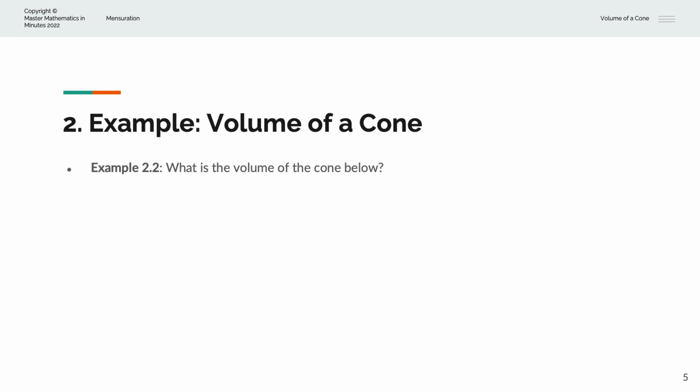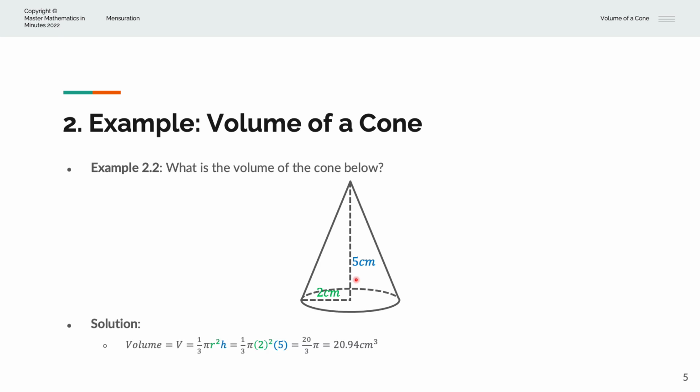In the second example, we're asked to calculate the volume of the cone below. So visually, we have a cone with radius of 2 centimeters and height of 5 centimeters. And so the volume V is equal to 1 over 3 pi r squared h, and that's equal to 1 over 3 pi, and we will replace r with 2 because that's the radius, and we'll square that, and we'll multiply by the height, which is 5, and that's equal to 20 over 3 pi, and that's equal to 20.94 centimeters cubed.